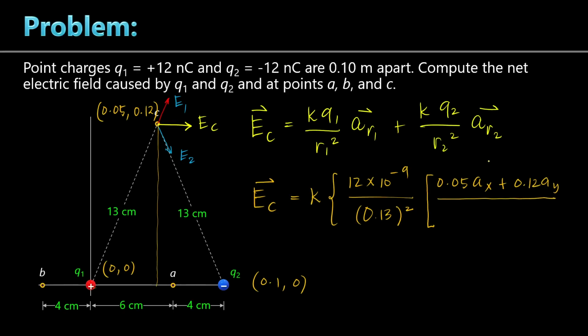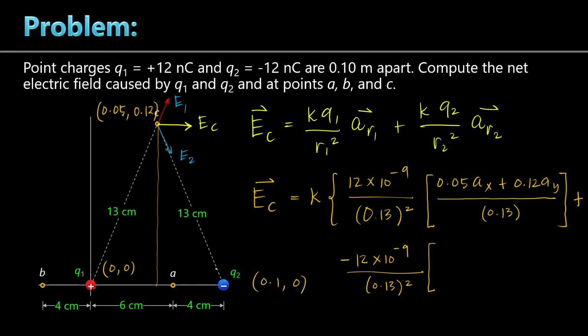Tapos, i-divide natin. Ano nga yung distance? Hindi na natin kukumpitin kasi obvious na given sa problem, 0.13. Okay, yan. Tapos, dagdagan natin dito ng plus. So, yung K nasa labas na yun ha. Ang idadagdag ko na lang is yung Q2 over R2 squared at saka yung AR2. And again, since this is a vector calculation, kailangang isama natin yung sign ng Q2. So, magiging negative 12 yun. Negative 12 times 10 to the negative 9. Divided by, same lang yung distance niya, 13 cm. So, 0.13 squared. Tapos, yung unit vector na AR2.